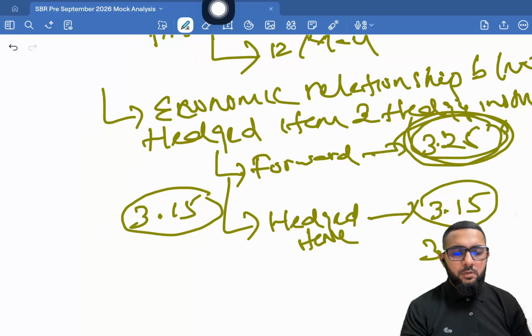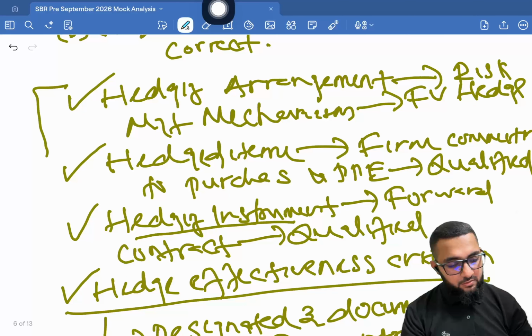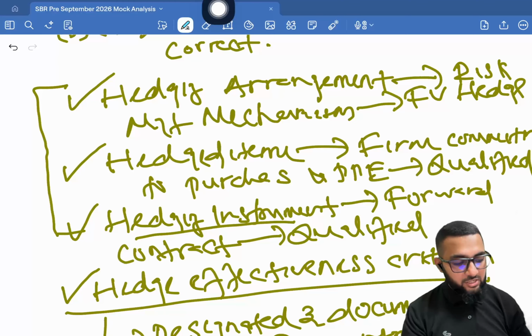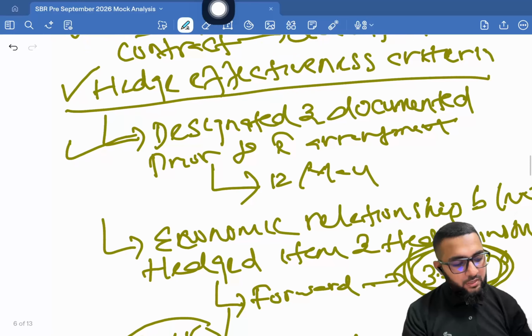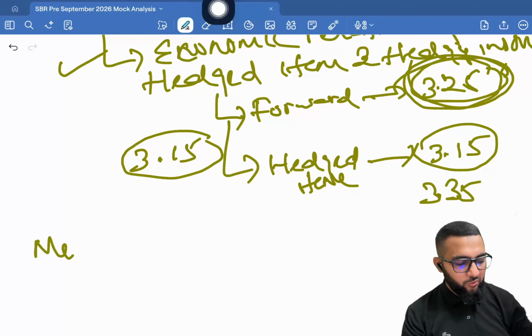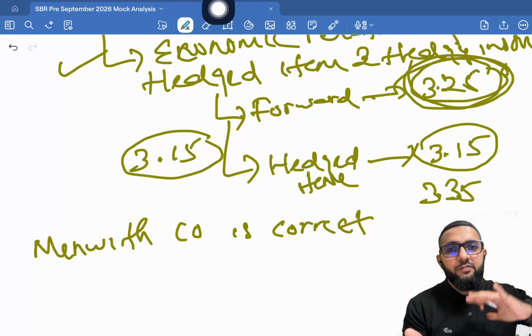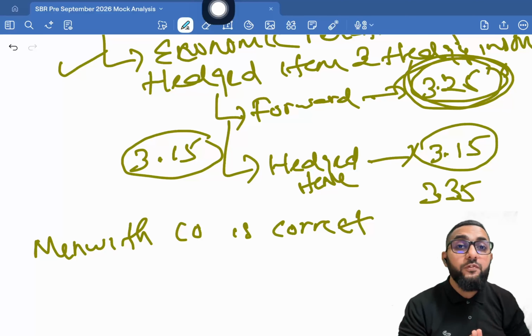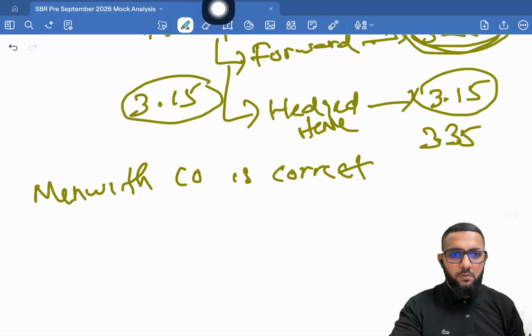All right. Just looking at all of these, the hedged item and hedging instrument are qualified. Then the designation and documentation has happened. Economic relationship exists. Therefore, now you can conclude Menvitco is correct. That's how you discuss. You discuss from the context of the knowledge, the standard understanding. Are we clear? Yeah. Right. So that is B1.